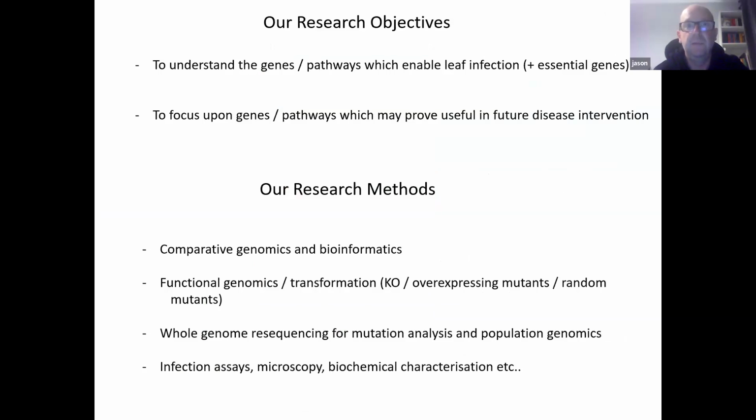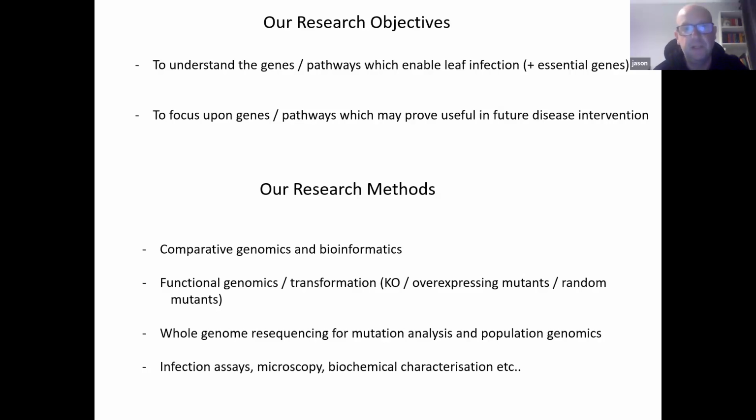So to just give you our overall research objectives and our methods, basically we're trying to understand the genes and pathways which enable leaf infection. But also, more recently, we've been starting to look at the potential genes and pathways that might be essential for life, because these are also potentially useful targets for disease control. So we focus on things that we hope will prove useful in the near, mid, or long term for future disease control interventions, whatever they may be.